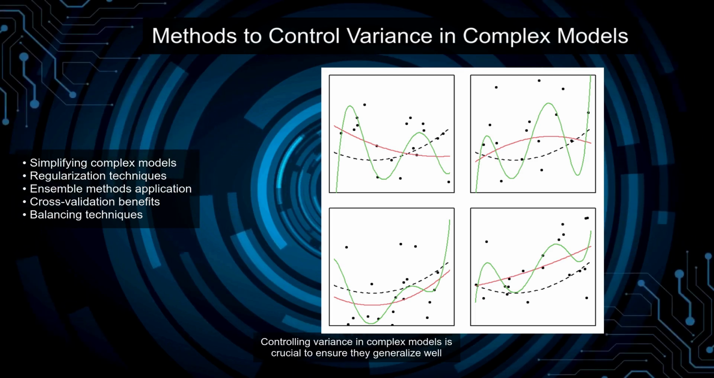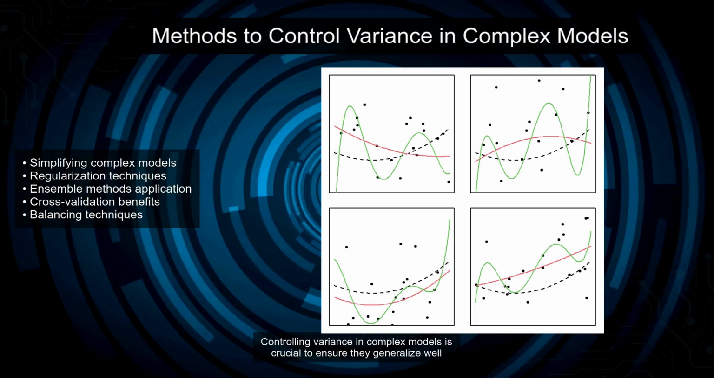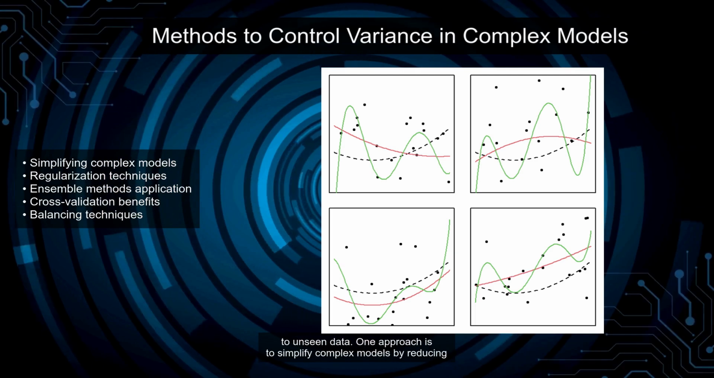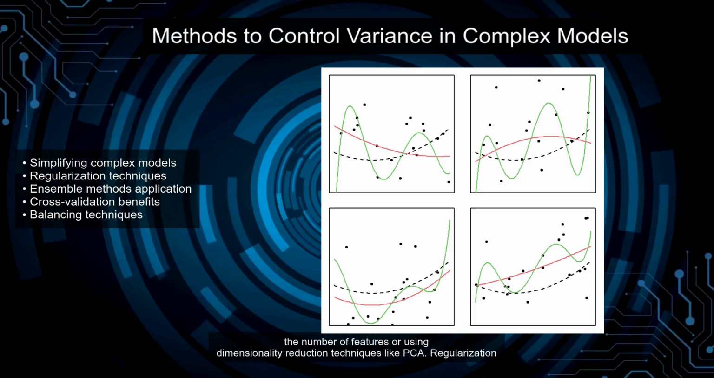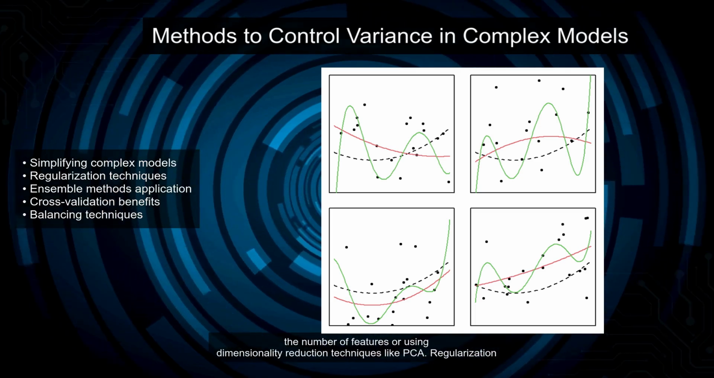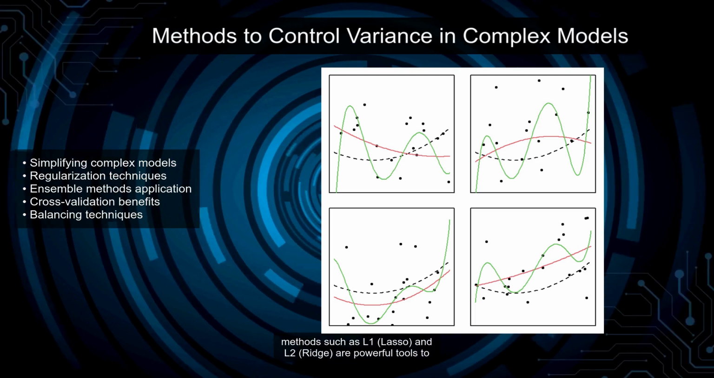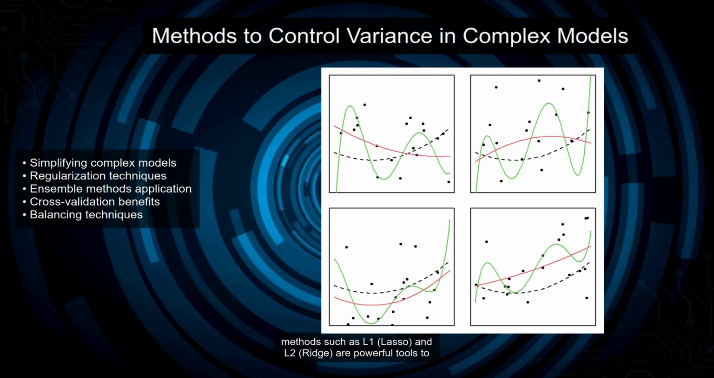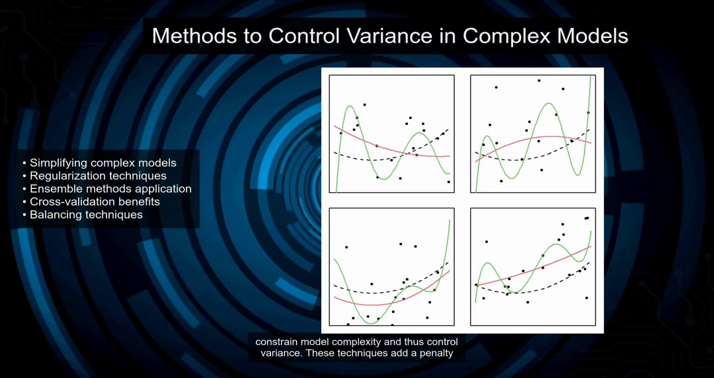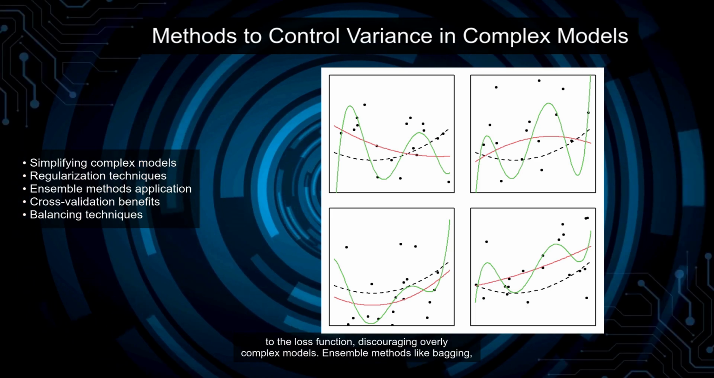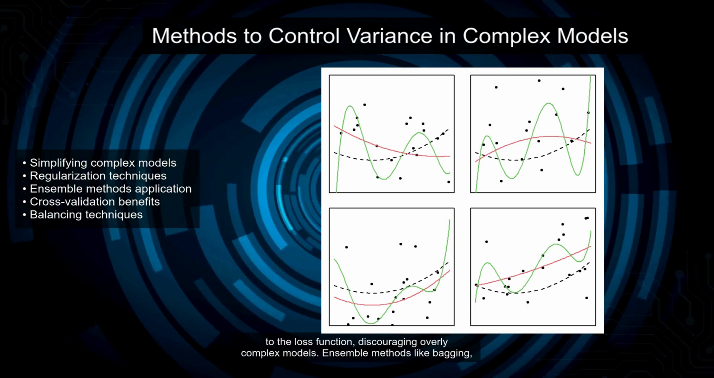Controlling variance in complex models is crucial to ensure they generalize well to unseen data. One approach is to simplify complex models by reducing the number of features or using dimensionality reduction techniques like PCA. Regularization methods such as L1, lasso, and L2, ridge, are powerful tools to constrain model complexity and thus control variance. These techniques add a penalty to the loss function, discouraging overly complex models.